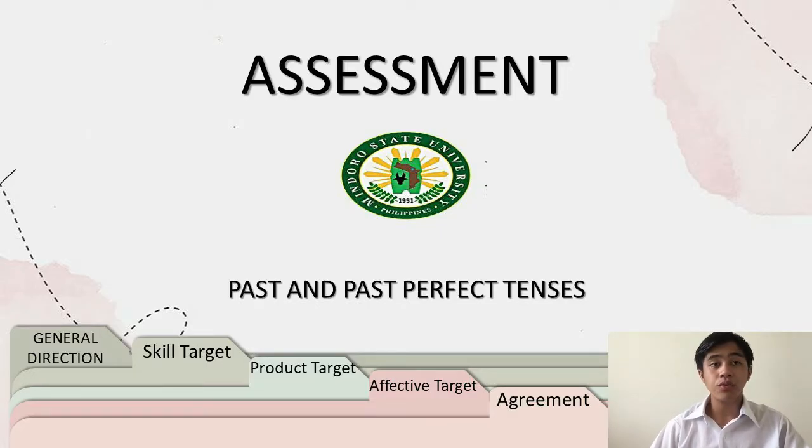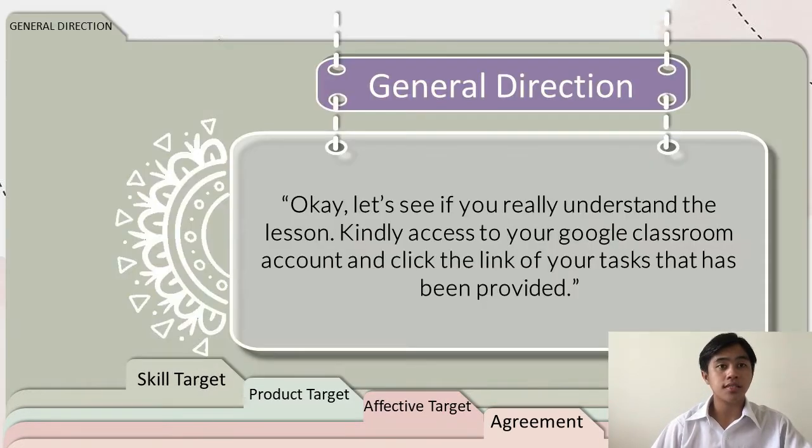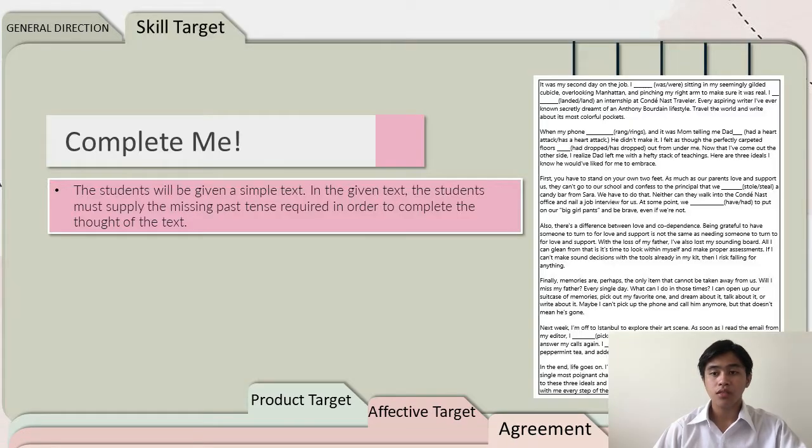Okay, class, at this point, we are now down to our assessment. So let's see if you really understand the lesson. Kindly access your Google Classroom account and click the link of your task that has been provided. So the first one is complete. The direction says the students will be given a simple text. In the given text, the students must apply the missing past tense required in order to complete the given text. So you are provided with a sample text here, and you are going to supply the correct form of the verb.